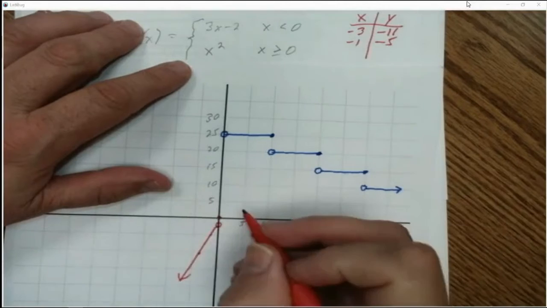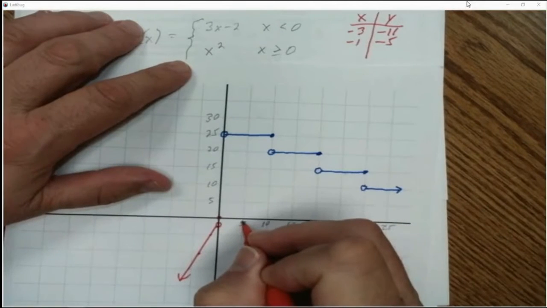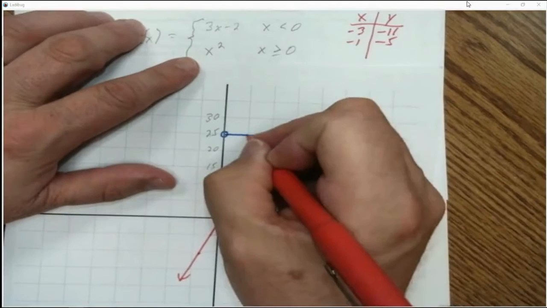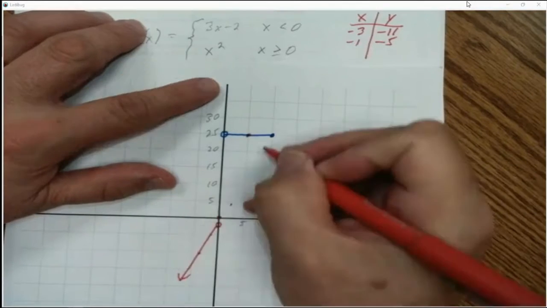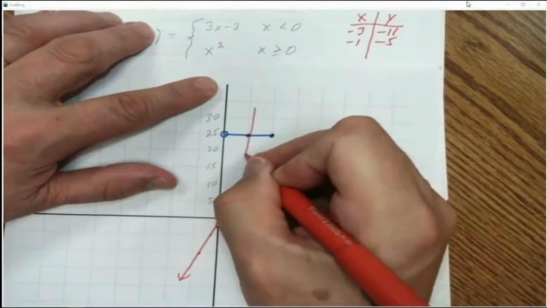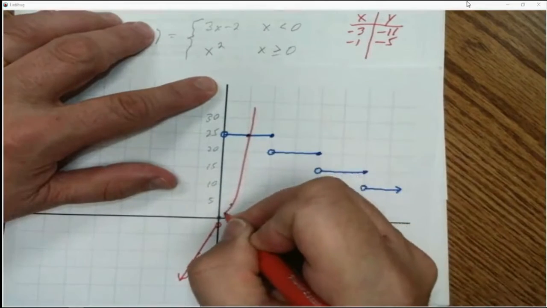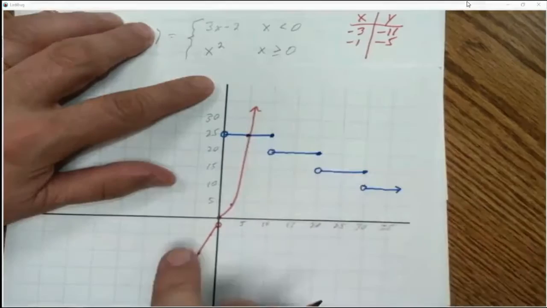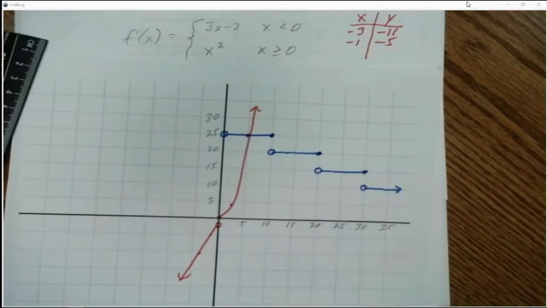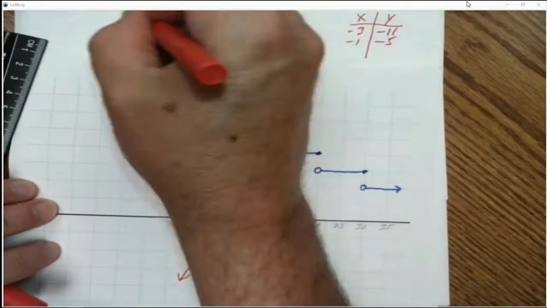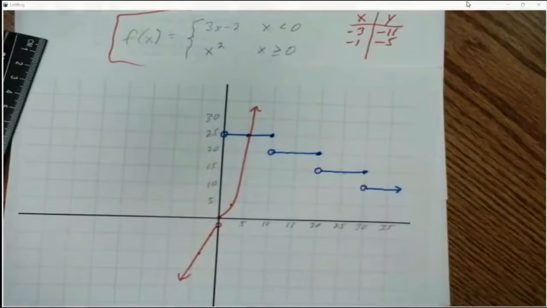0 squared is that. Let's see, 5 squared would be 25. 3 squared would be about 9. It's going to look like, see, it's a quadratic, so it's going to be curving. It's half of a quadratic. So that would be a piecewise function for this equation.